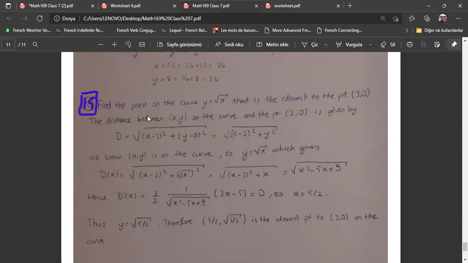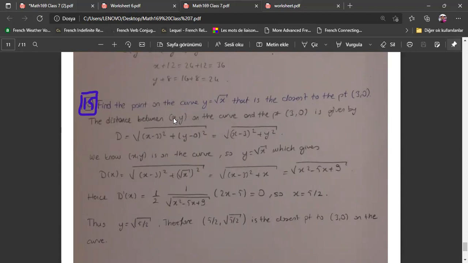So, for example, if we have this point x comma y, we don't know that point yet, so let's call it x comma y. And we need to suppose that it's on the curve, right? It's not important for now, but for the second one, it will be important. So suppose that x comma y is on the curve. Okay, so the distance of this point to this one, 3 comma 0, is this.